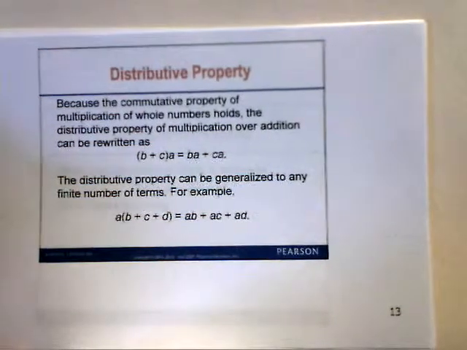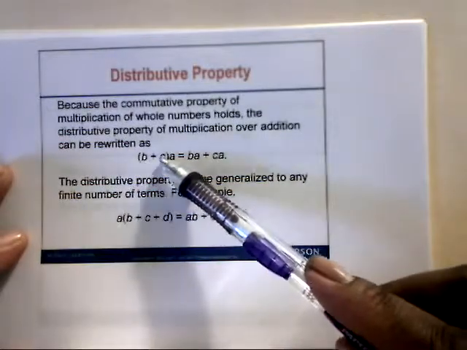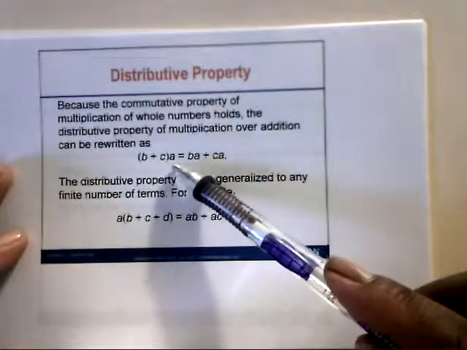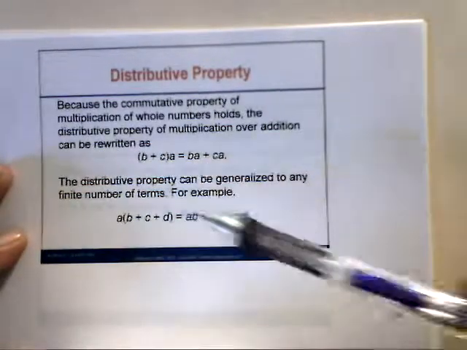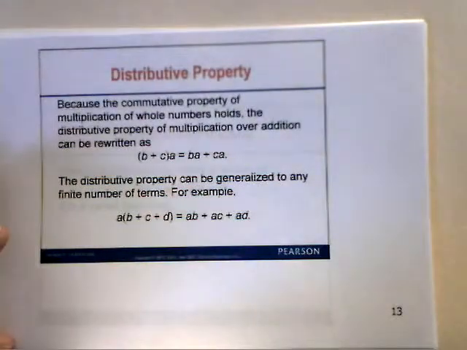Because the commutative property of multiplication of whole numbers holds, the distributive property of multiplication over addition can be rewritten as this: the sum of B plus C in parentheses multiplied by A is the same as saying B times A plus C times A. Okay? And the distributive property can be generalized to any finite number of terms.